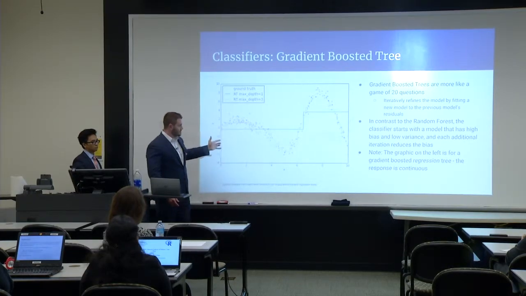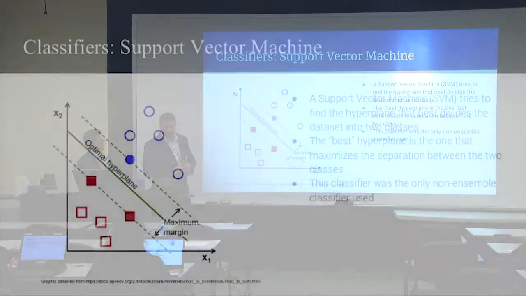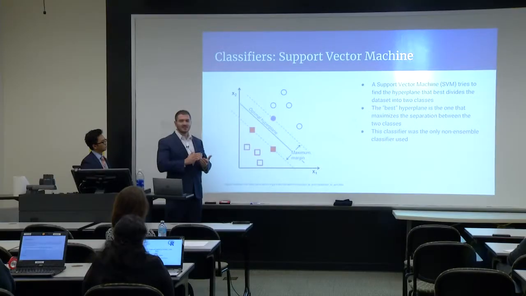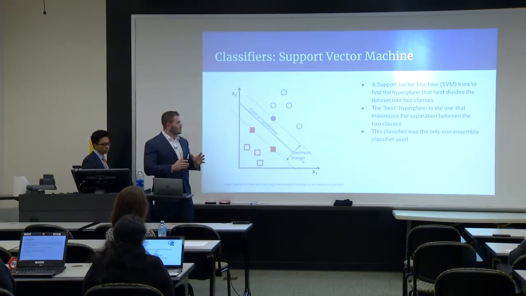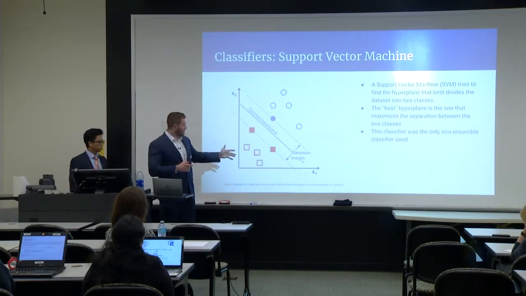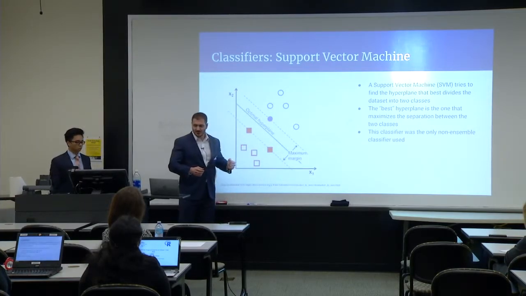This is for a continuous response, but the concept is basically the same. The last classifier we looked at was a support vector machine. Support vector machines try to find the hyperplane that's going to best divide the data set into two. The best hyperplane is the one that maximizes the separation between the two classes in the target class.